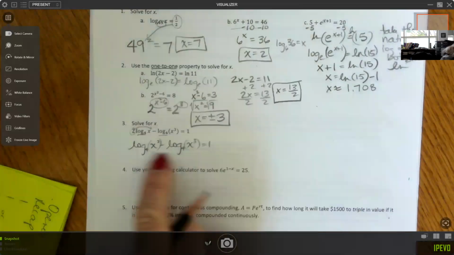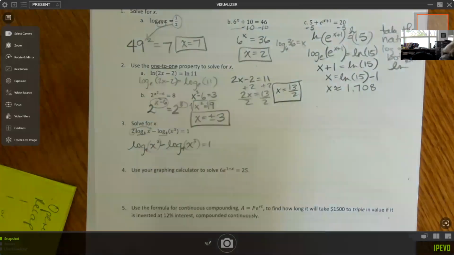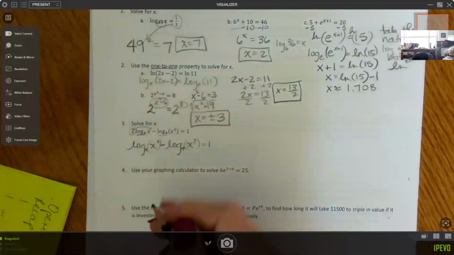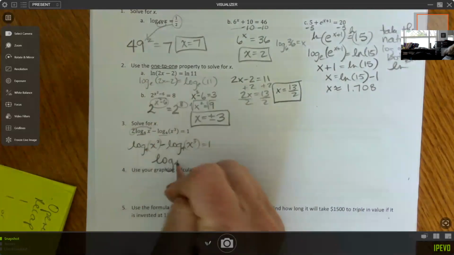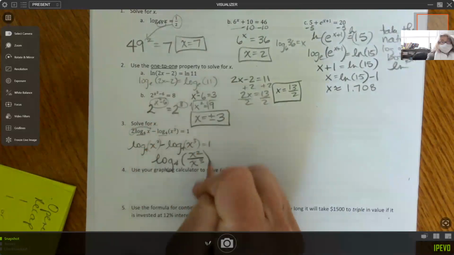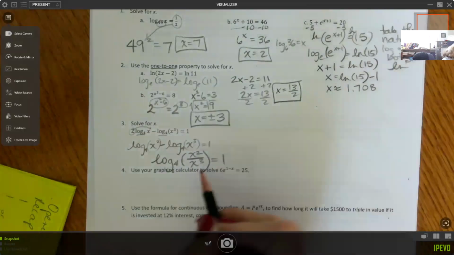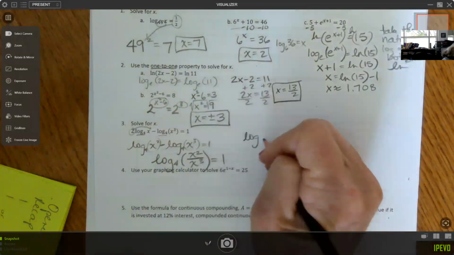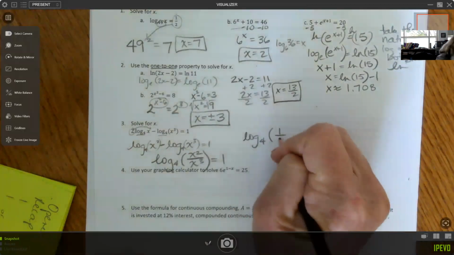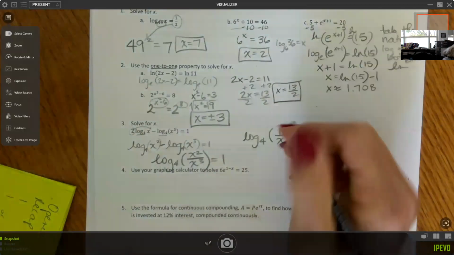Same base, subtraction, I get to write this as a quotient. So it's going to be log base 4 of x squared divided by x cubed equals 1. It is okay for me to simplify this, right? X squared divided by x cubed can be simplified. So it's log base 4 of 1 over x, because we had an x squared that we could cancel out, equals 1.